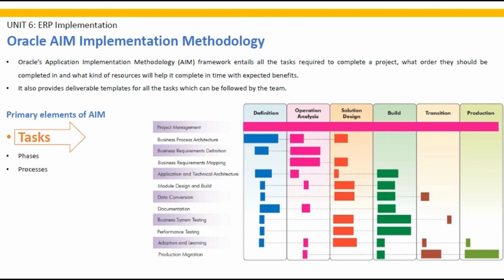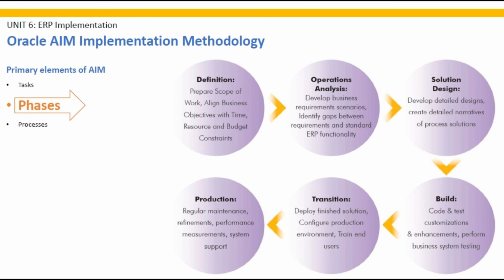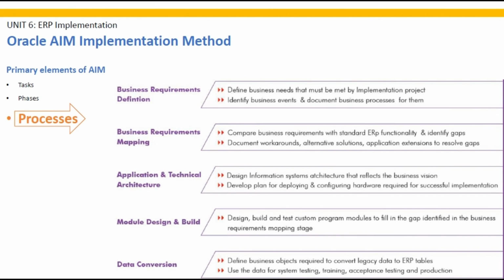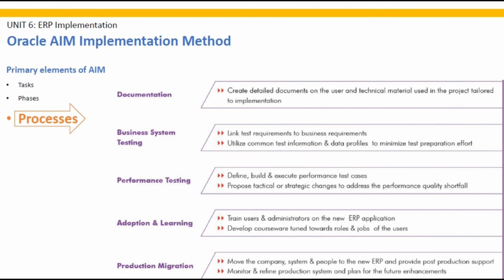Oracle has the AIM implementation methodology, where we have definition, operation analysis, solution design, build, transition, and production. These are the phases of the implementation methodology, and there are various steps that need to be done at each phase. We are going to discuss these in more detail in the coming sessions. AIM is quite popular with Oracle ERP.